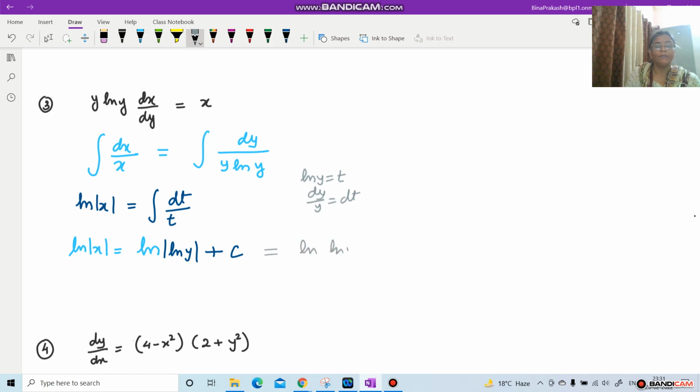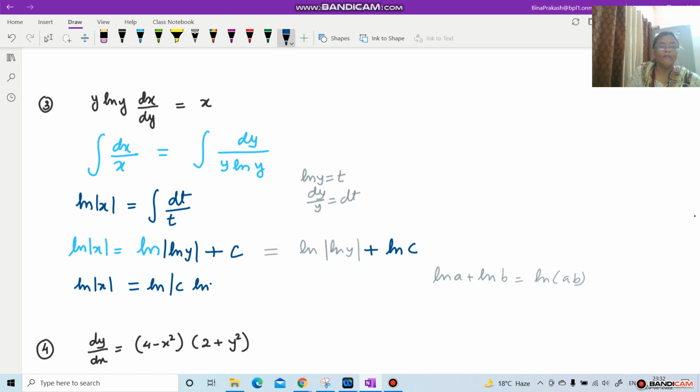For writing it in the simplified way, the constant that we have can also be written as a logarithmic function. It doesn't make any difference. C or log C, it will not make any difference. Difference is we can always simplify it. How is it simplified? This is read as log of A plus log of B, and log of A plus log of B is nothing but log of AB.